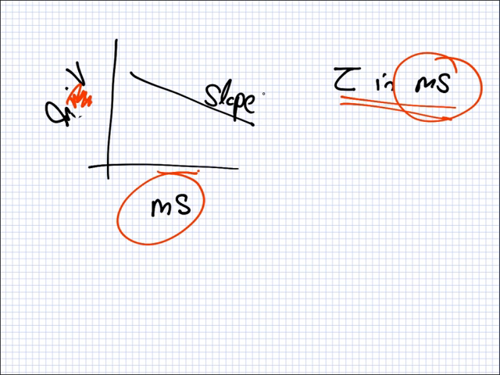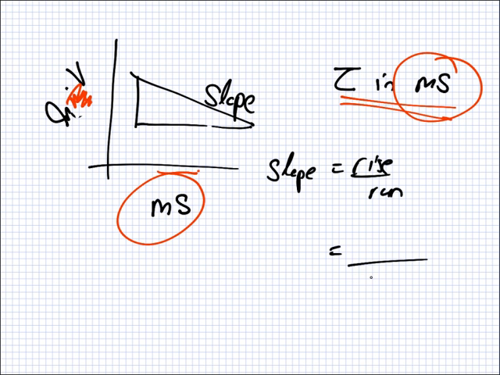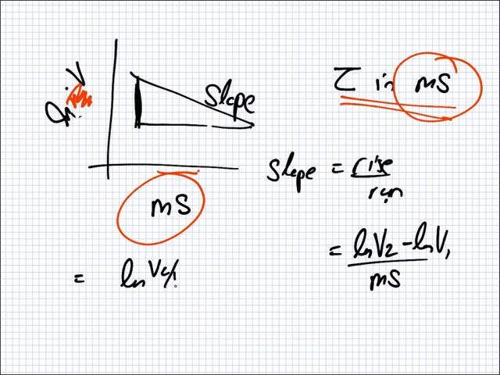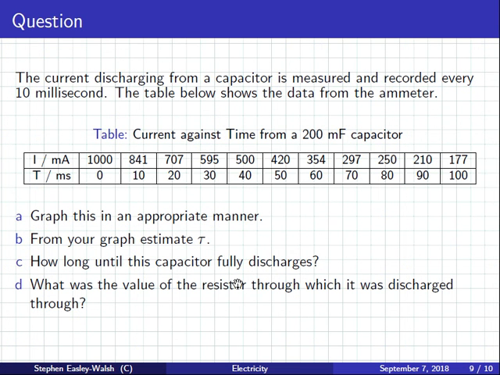Now I'll explain why. Here and here, okay? The slope is the rise over the run. And the run is in milliseconds. The rise will be log v2 minus log v1. But you know from maths class that's log of v2 over v1. So it doesn't matter if it's micro, because they cancel. Yeah, okay, good.